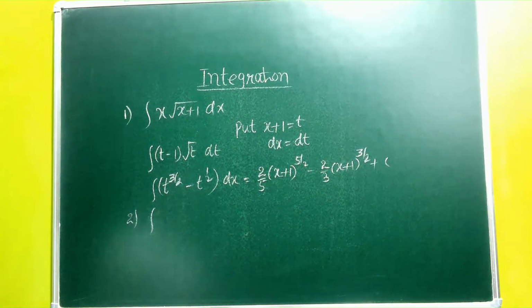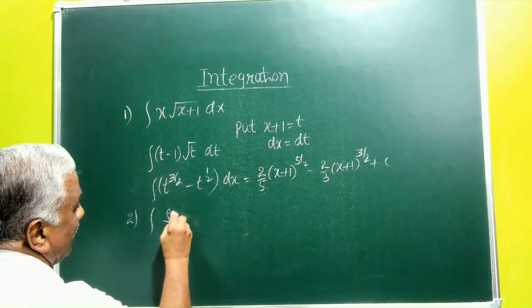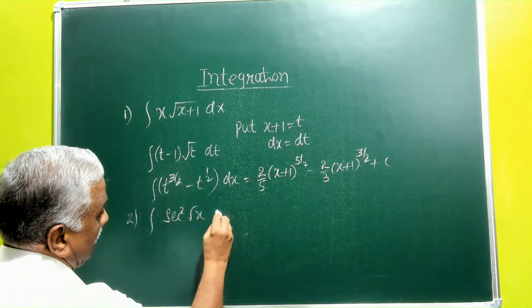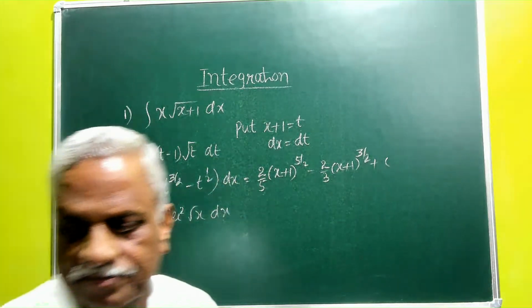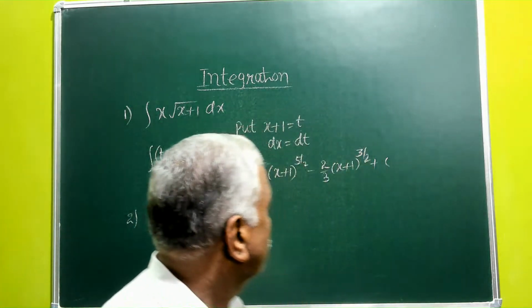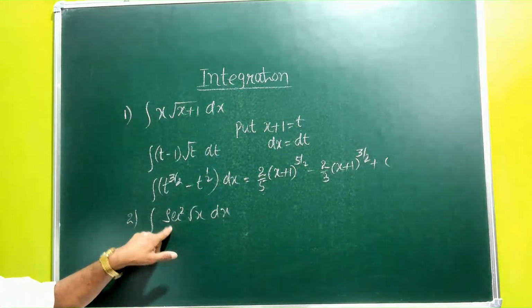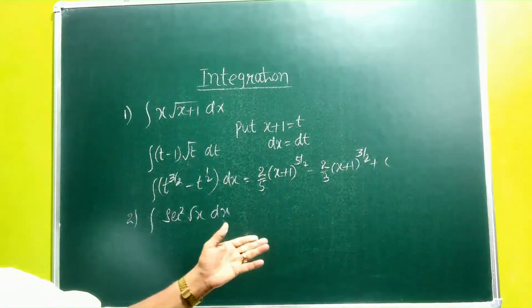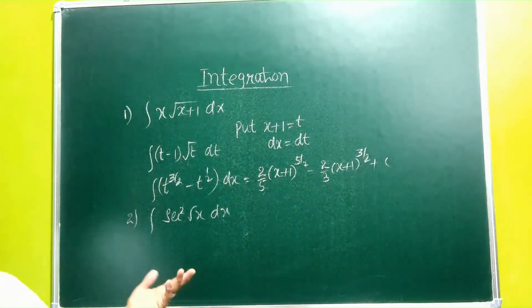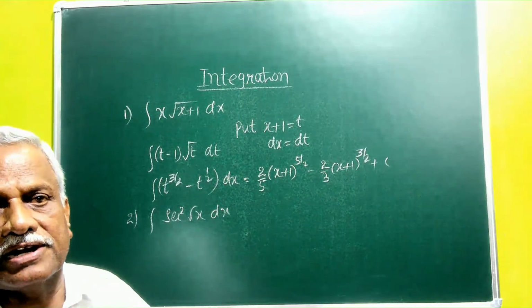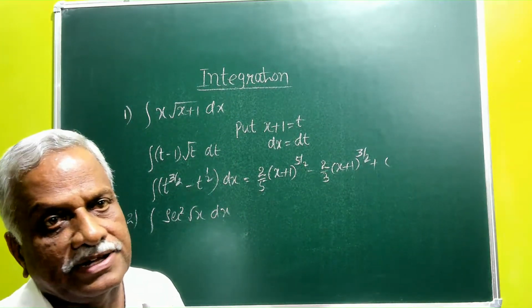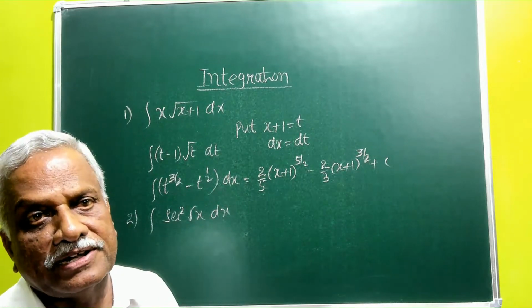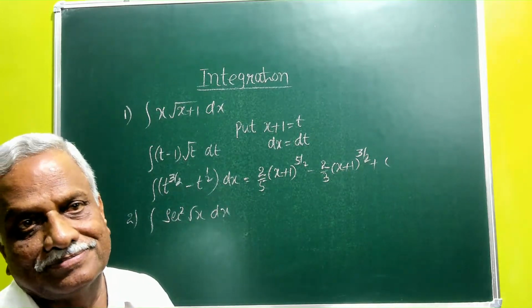It is integral of secant square root x dx. Now here, secant square is there. I cannot take secant root x as t, or secant, because when we differentiate secant, we are going to get secant and tan. So there is no question of taking secant as t. The only possibility here is, and it is not a standard problem.